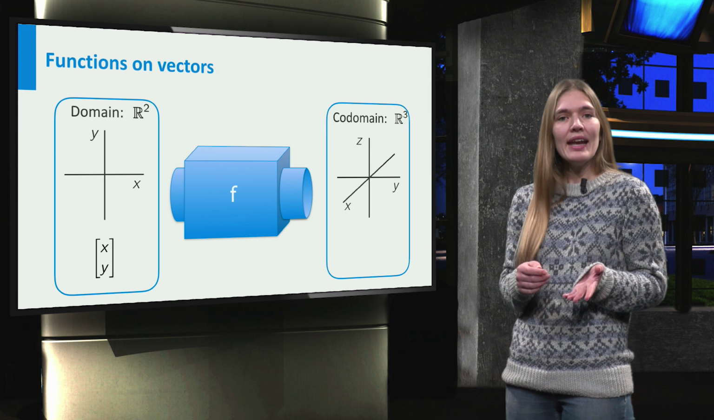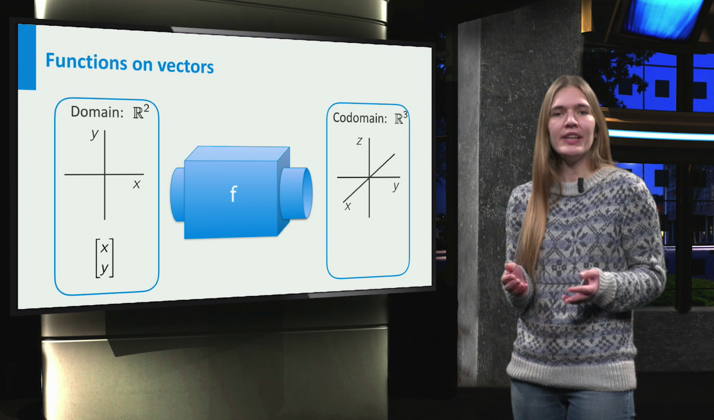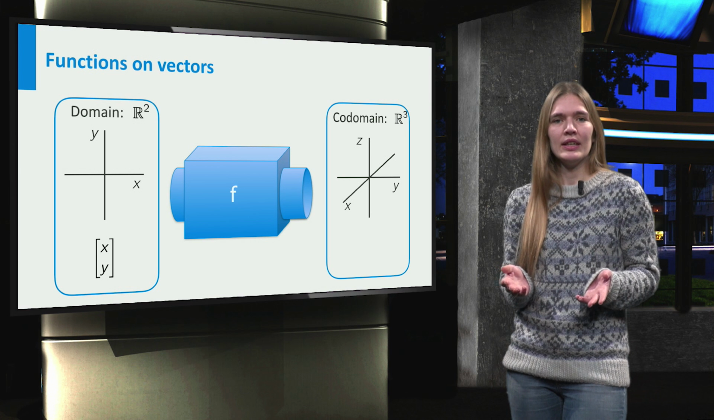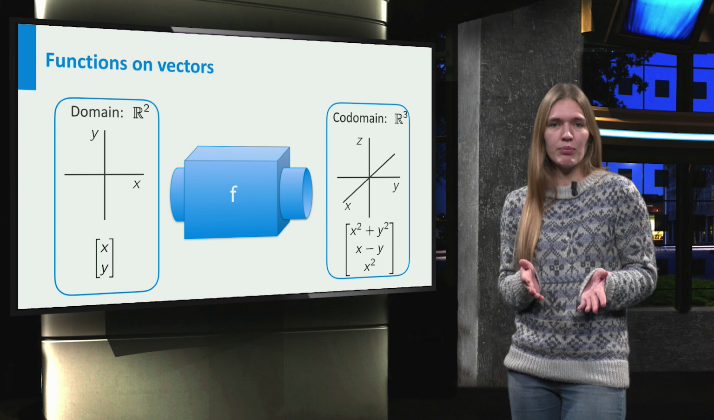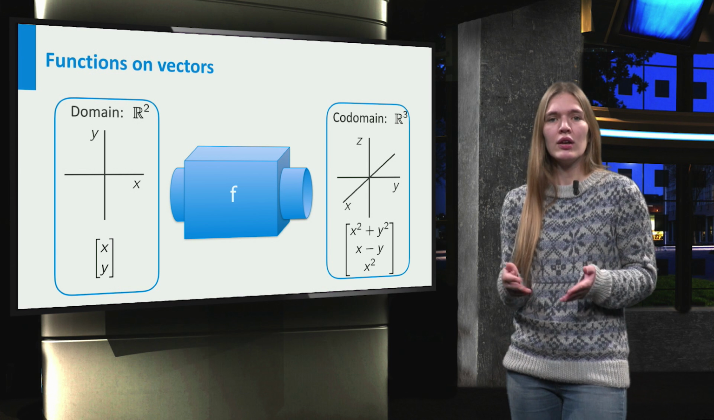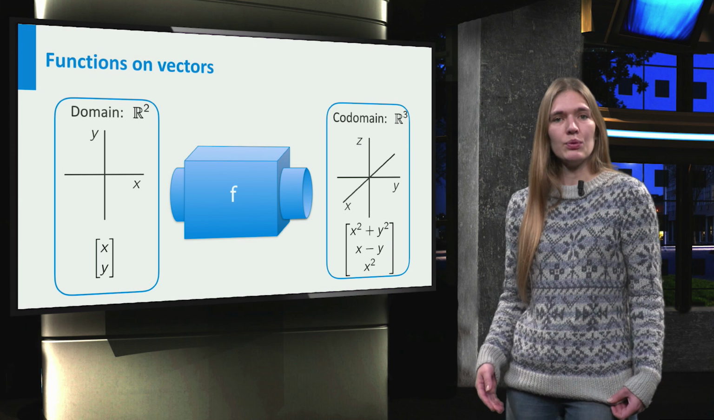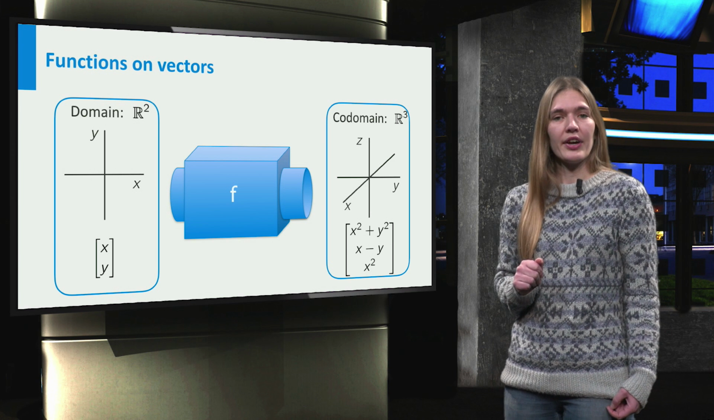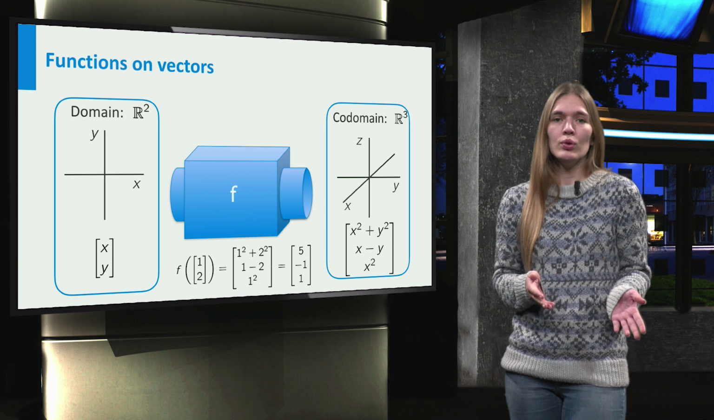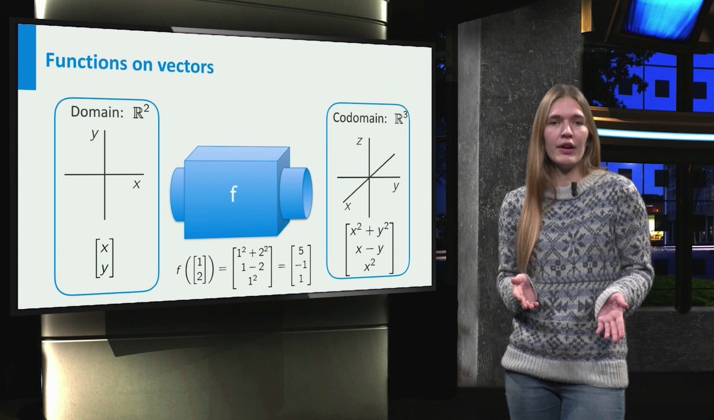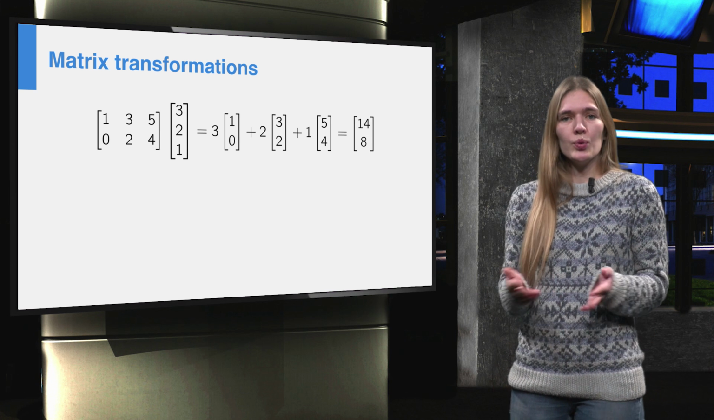In principle, the domain and codomain can be any set you can think of. For instance, in the next example, both the inputs and the outputs are vectors. The following function f maps the vector (x, y) to the vector (x squared plus y squared, x minus y, x squared). The inputs are vectors with two components, so the domain is equal to R2. The codomain, on the other hand, is equal to R3. In this example, the image of the vector (1, 2), for instance, is equal to the vector (5, minus 1, 1). So a vector function maps a vector to another vector.